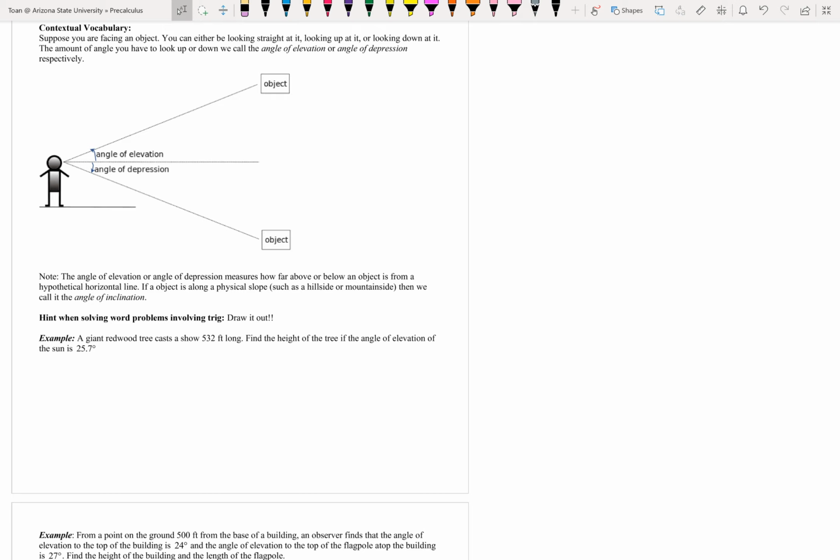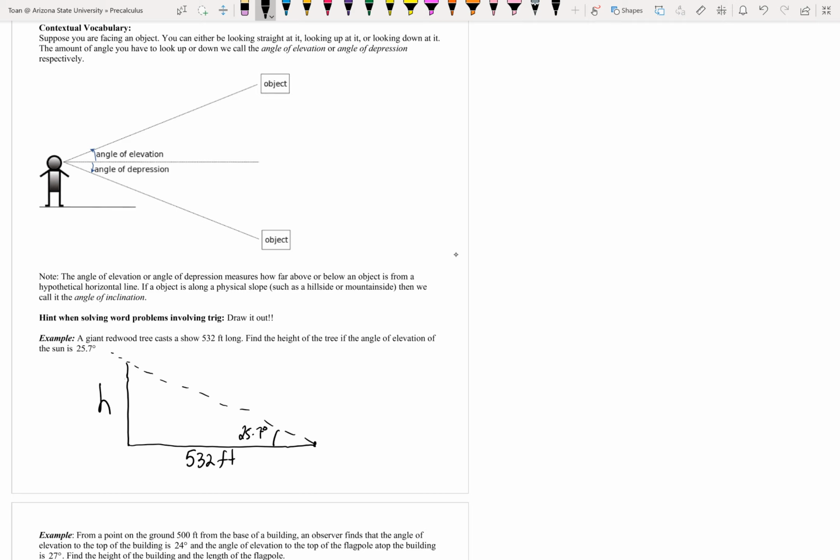We know we have a tree somewhere, so here's my giant redwood tree. It's not perfectly straight, but oh well, it's a sketch. I know this tree will cast a shadow, so here's my shadow. The shadow is going to be horizontal because shadows exist on the ground. They tell me the shadow is 532 feet long, so I can go ahead and mark that. And it says the angle of inclination of the sun is 25.7 degrees. So from the tip of the shadow, I'm going to draw an angle up to the sun. I know this is 25.7 degrees, and I want to know the height of the tree. So there's my variable.